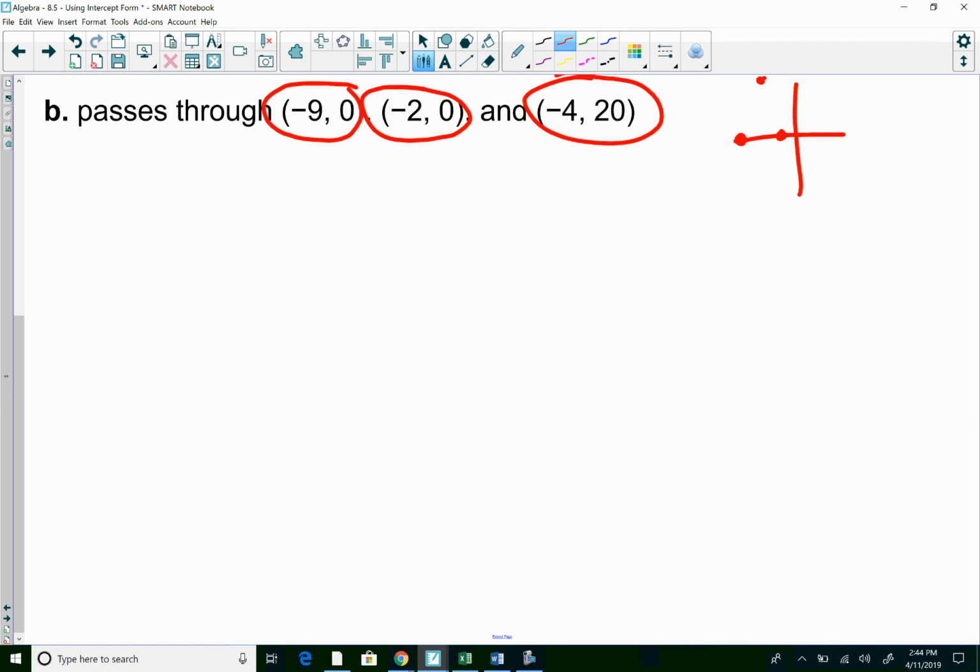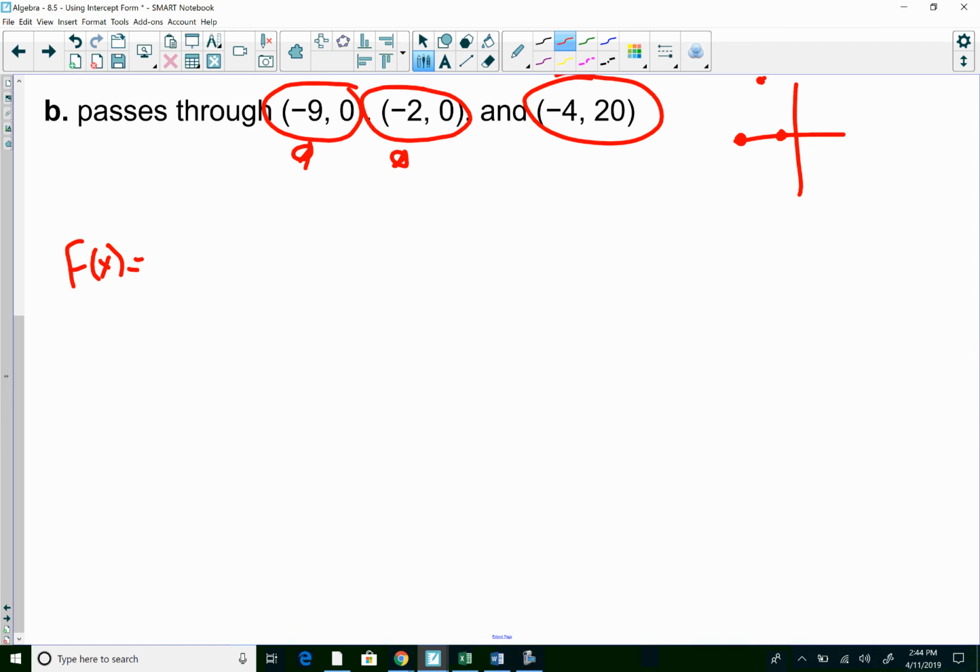So that gives us a basic outline. We know that this graph is going to open down. We know that it's going to go up really high, up 20 units. And then it's going to cross our x-axis at -9 and -2. In this particular example, I really think the best form for us to use is our intercept form, because we're given 2 x-intercepts. So let's get this started.